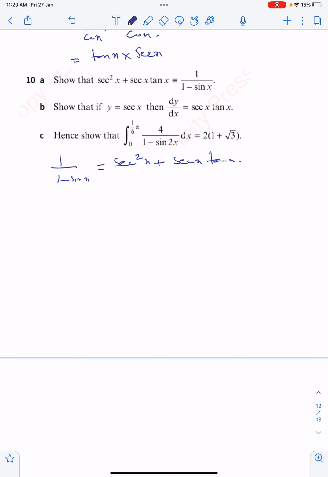Okay, so if I multiply it by 4 on this side. If you notice, if I multiply this by 4, because I want 4 here, I have to multiply this whole thing by 4. That means 4 upon 1 minus sine x is equals to 4 sec square x plus 4 sec x.